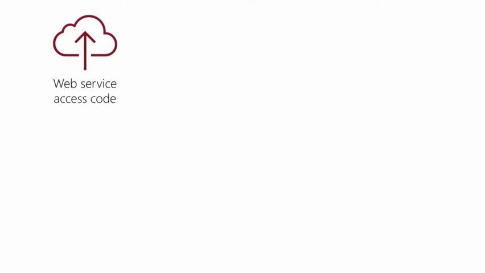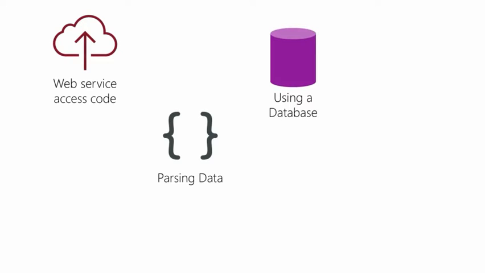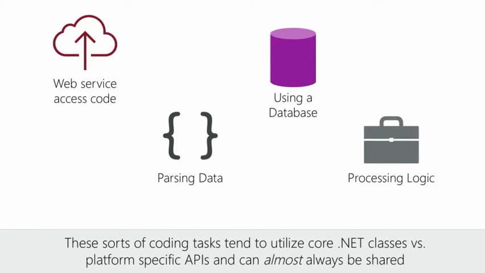Sharing is good, so what can we share? Generally speaking, anytime you write a method which does not depend on the platform, you can potentially share it. This includes your business or processing logic, parsing operations, web service access code, database work, and even working with asynchronous tasks. Notice how none of these are tied to platform operations. They all depend primarily on core .NET features that are usable no matter what type of application you're building.